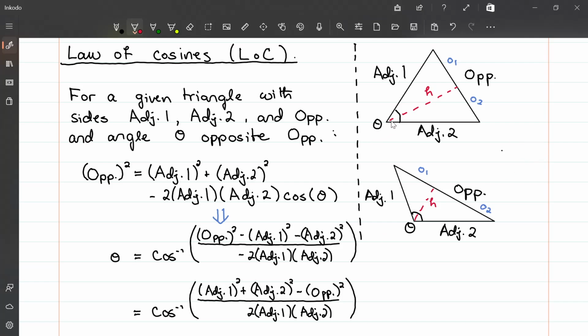Noticing that I've drawn in this dashed line H, I've created a couple of right triangles in both pictures, and by drawing the line H, I've broken the length of the side opposite into two pieces, which I call little o1 and little o2. You can use right triangle trigonometry and the Pythagorean theorem in order to get the law of cosines from here.